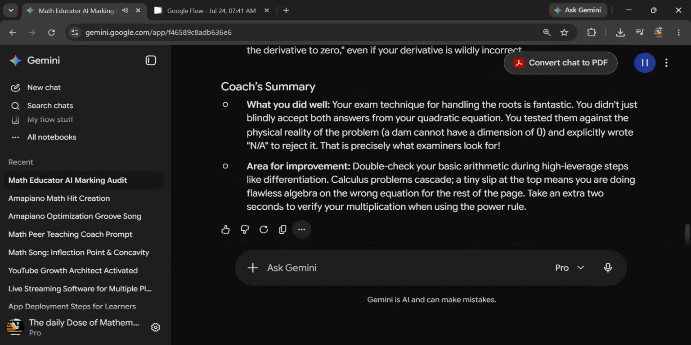Area for improvement. Double-check your basic arithmetic during high-leverage steps like differentiation. Calculus problems cascade. A tiny slip at the top means you are doing flawless algebra on the wrong equation for the rest of the page. Take an extra 2 seconds to verify your multiplication when using the power rule.